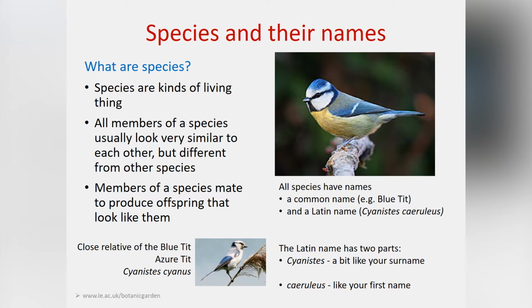To avoid confusion, all species have a two-part Latin name, one that is like a surname that all close relatives share, and the other like a first name for the individual and distinguishes it from other close relatives. The example on the right shows the two-part names of blue tit, the family name and the species name. Also shown is an azure tit. This has the same family name as the blue tit, but a different species name.